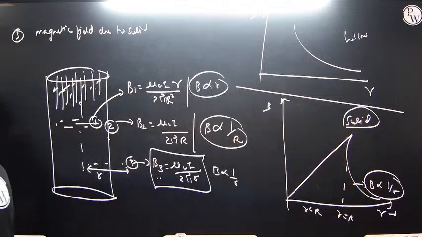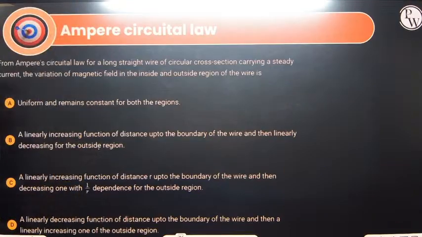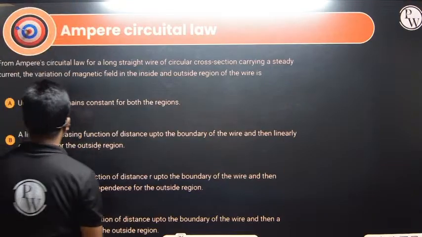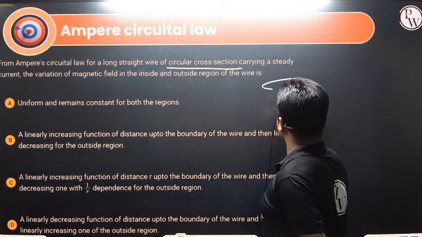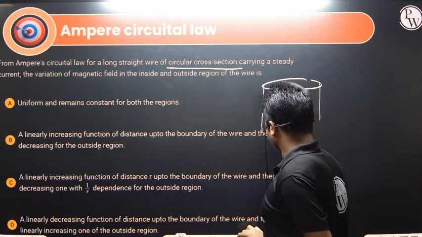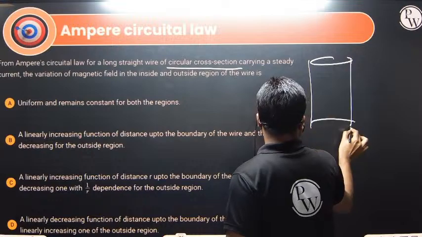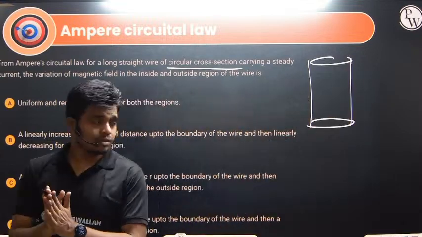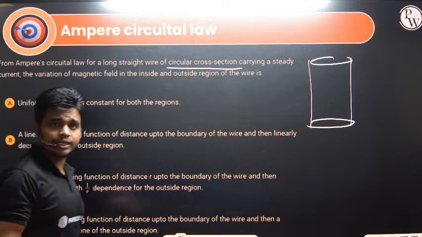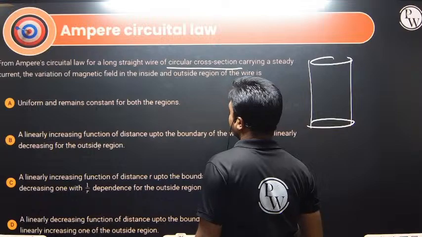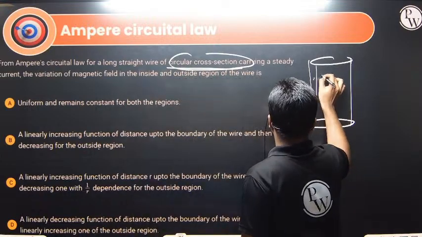So let's see some of the questions from this, that is Ampere's second law and Biot-Savart law. The first one is from Ampere's second law: for a long straight wire of circular cross section. Let's say here we have a wire of circular cross section like this, and it is carrying a steady current. The variation of magnetic field inside and outside the region of the wire. So they have mentioned circular cross section, straight wire, and carrying a steady current. So current will be here.